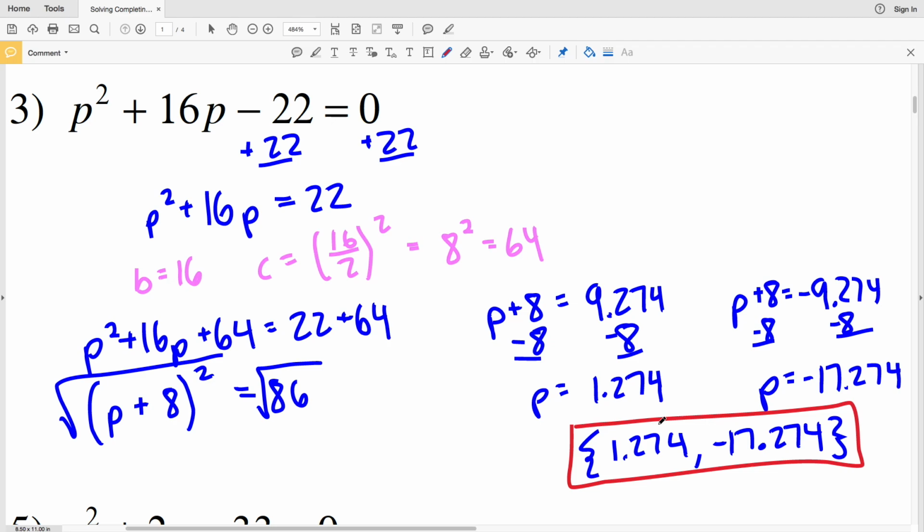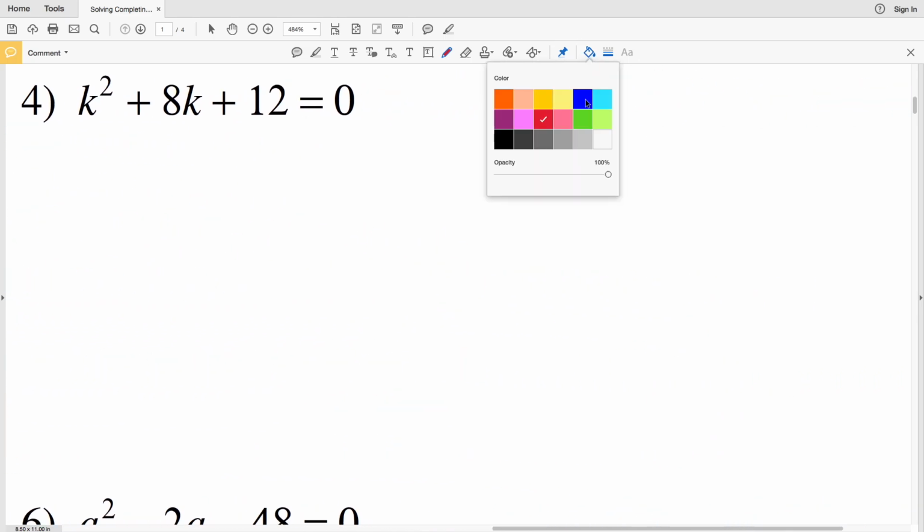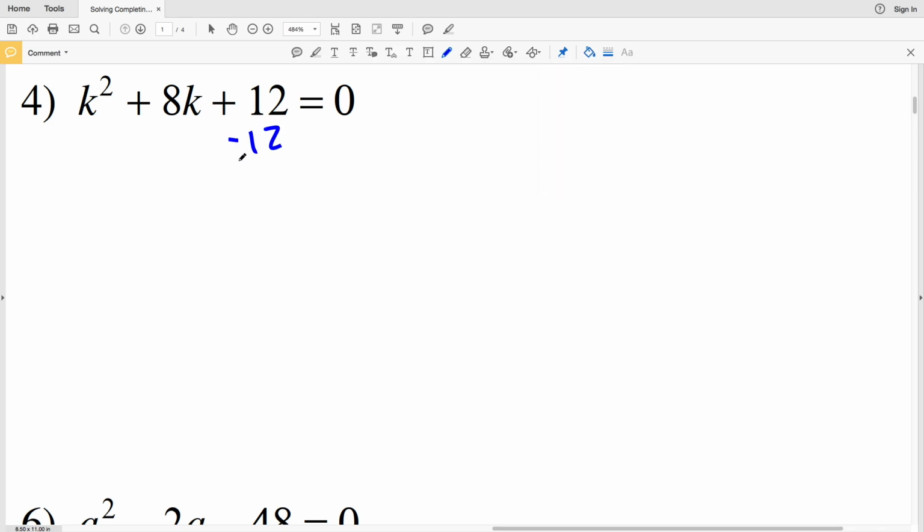And if you want to double check, feel free to use the quadratic formula, and you will indeed get the same solution. Moving on to number 4, again, I'm going to move my constant to the other side of my equation. So I'll have k squared plus 8k equal to negative 12.